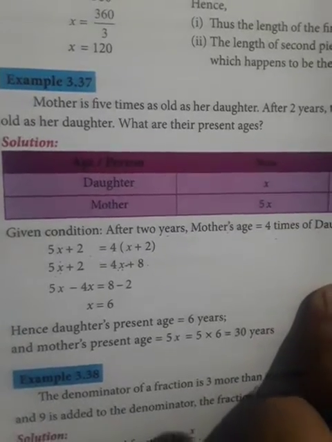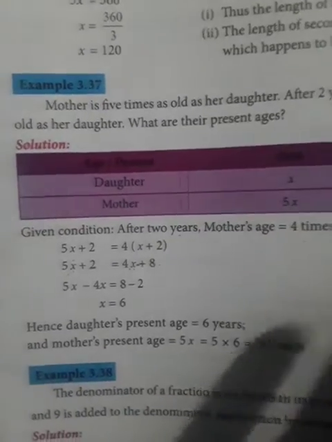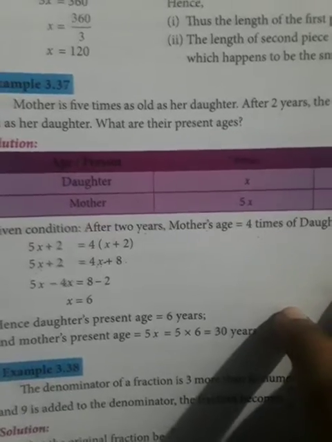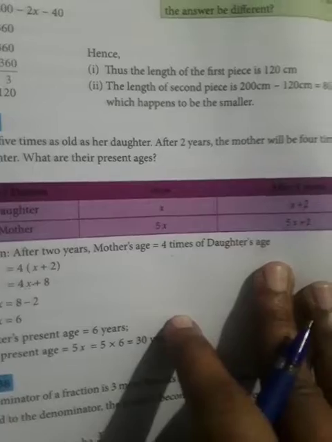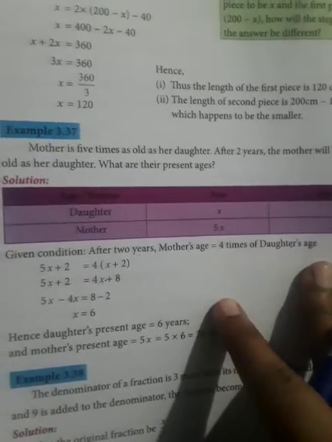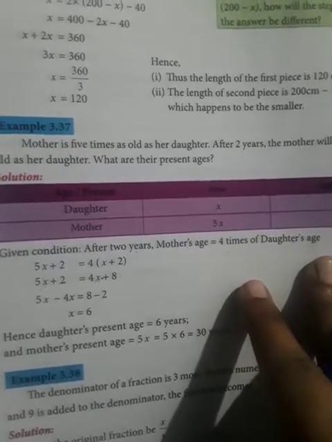Example 3.37. This is an aptitude question, very important question, so listen carefully. Mother is 5 times as old as her daughter. After 2 years, the mother will be 4 times as old as her daughter. What are their present ages?